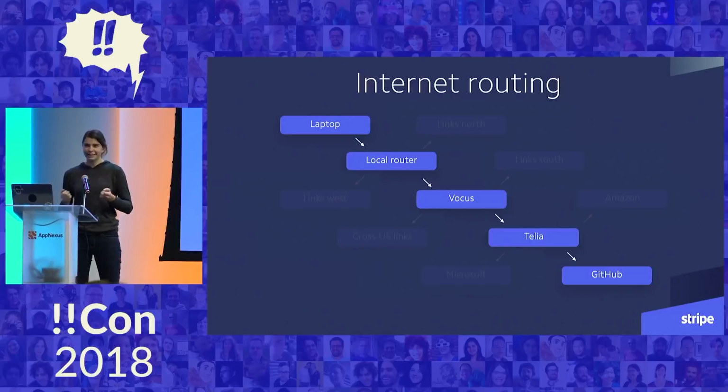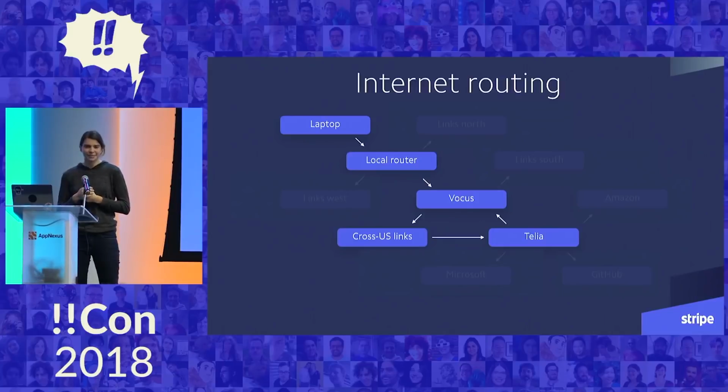My laptop doesn't know how to get to GitHub, but it does know that GitHub's on the internet, and the best way to get to the internet is through the router. The router also doesn't know where GitHub is, but it knows that it's in the US, so it takes the Vocus path. Vocus doesn't know where it is, but it knows it's in Seattle, and the best way to get to Seattle is through Telia. And then Telia does know how to get to GitHub, so that's what it chooses to do. And this all works fantastically.